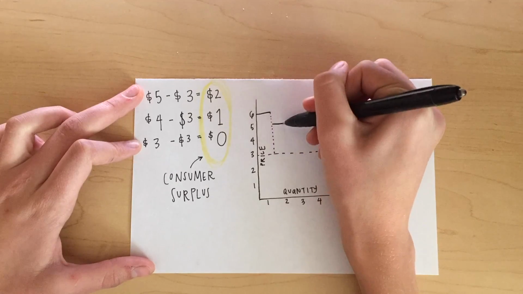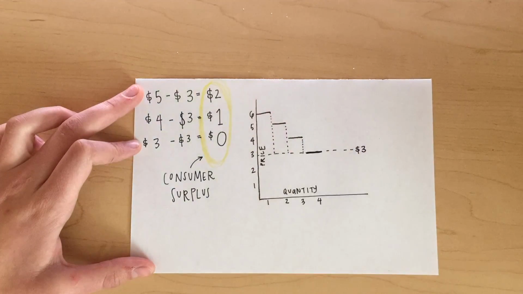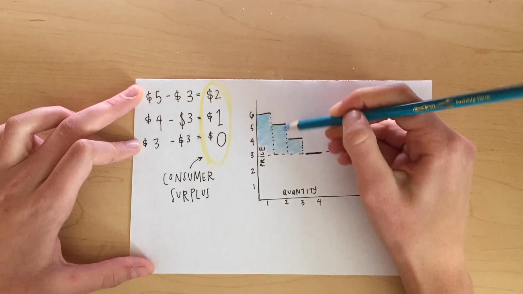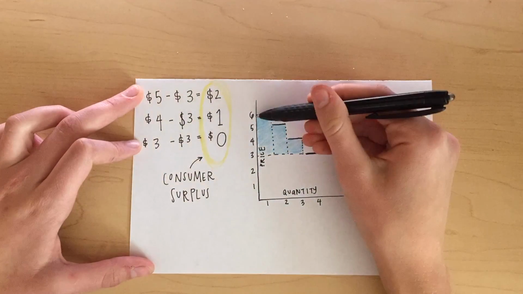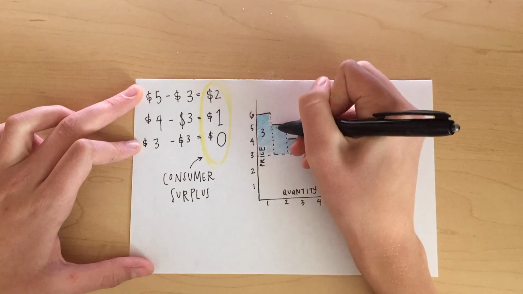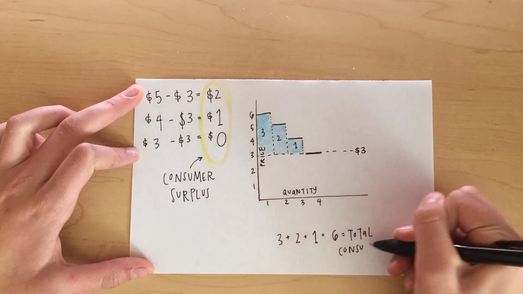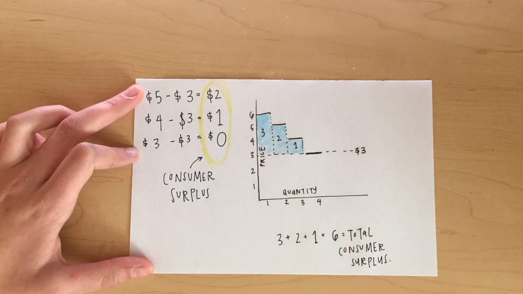On a graph, my consumer surplus is shown in the area above the actual price of the ice cream cone, in this case $3, and below the price I am willing to pay. The total consumer surplus comes when you add up all the area in the shaded region above the price and below the price you are willing to pay.